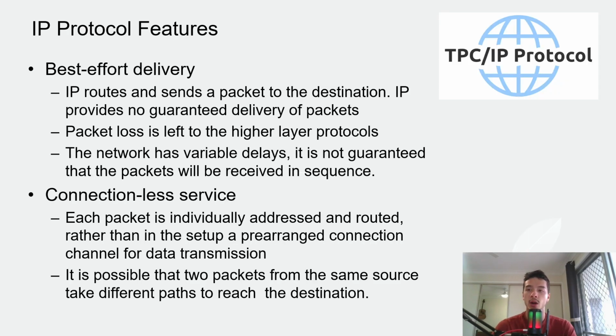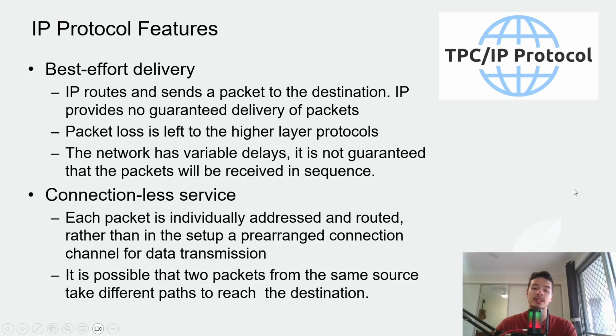So starting off with IP protocol features. The first is best effort delivery. IP routes and sends packets to the destination. IP provides no guaranteed delivery of packets, so packet loss is left to the higher layer protocols. That's going to be dealing with TCP, UDP, and all those different types of things. The network has variable delays, and it is not guaranteed that packets will be received in sequence.